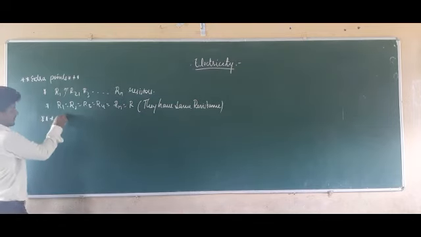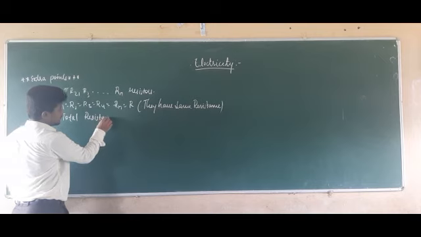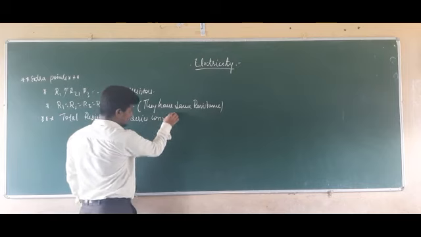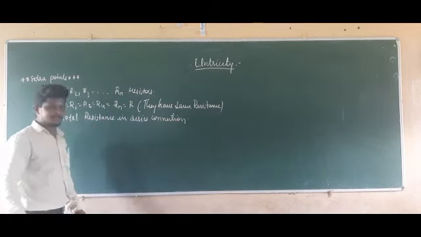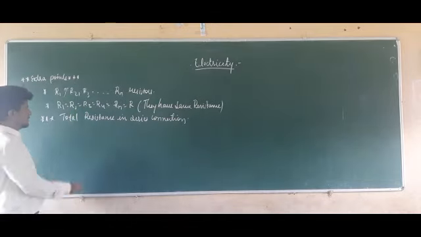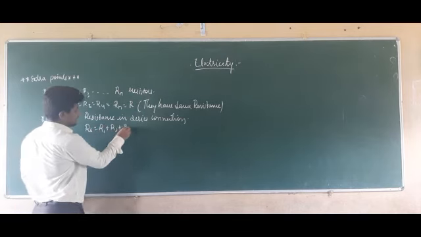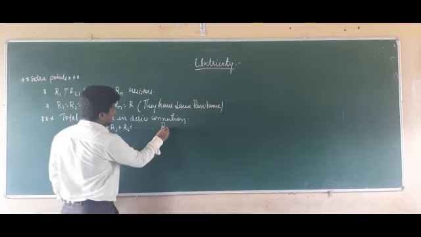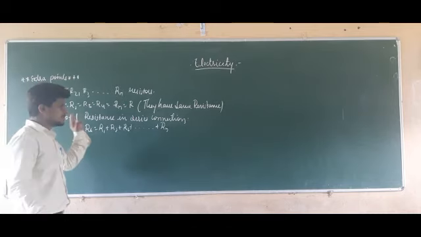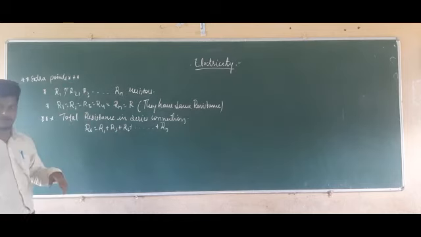the total resistance in series connection. What is the total resistance in series connection? If you remember the formula, Rs equals R1 plus R2 plus R3, so on up to Rn. I already told you that in a series connection, the total resistance is the sum of the resistances of the individual resistors. So this is the formula for Rs.